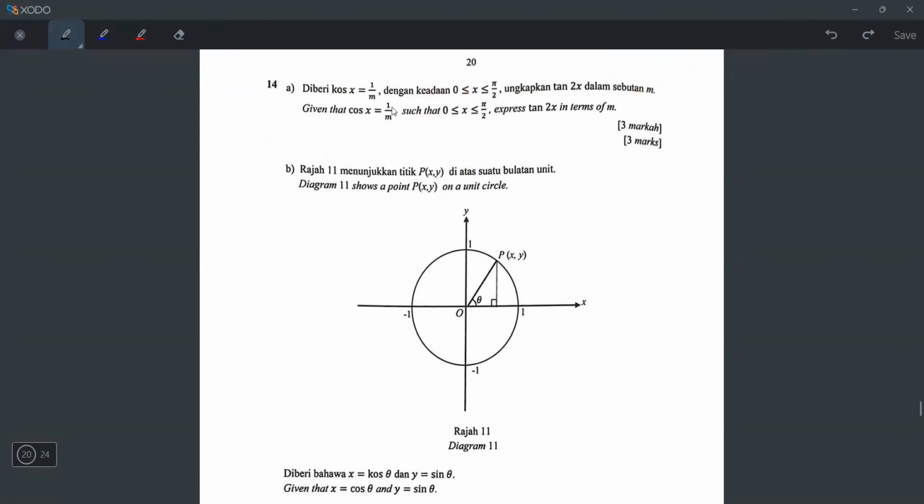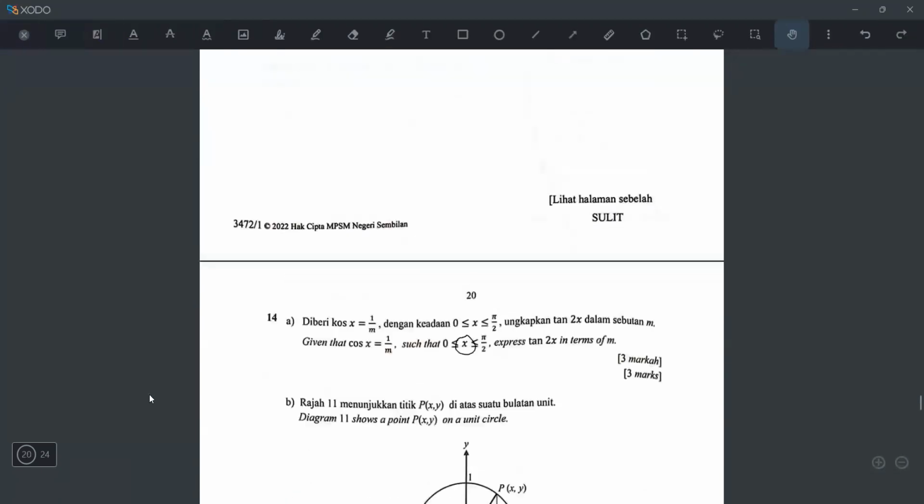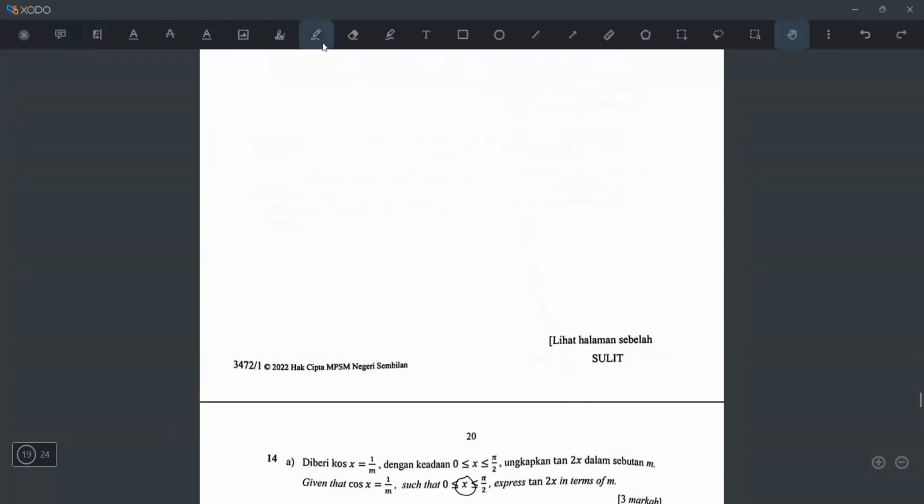So given that cos x equals 1 over m, such that the angle x must be in between 0 and 90. Pi over 2 is 90. And then express tangent 2x. I don't care. You can't do this. You have to draw. You have to draw. So let's do it up here. Okay. So how can I draw it?